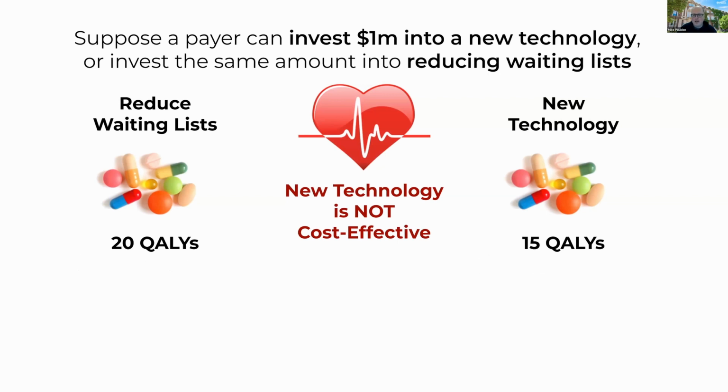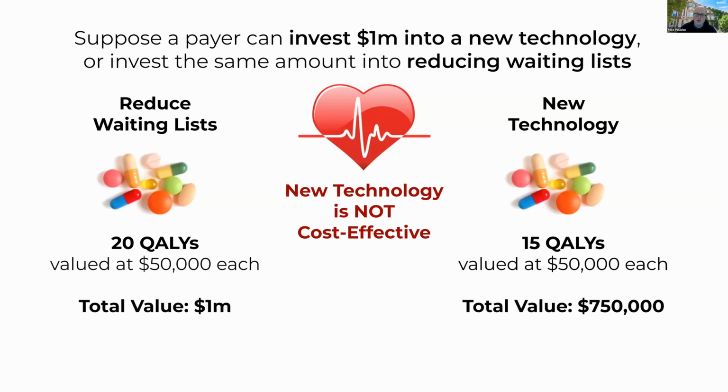Now imagine that CADTH wants to adopt a societal perspective. And to do that, they need to move to a net benefit framework where we're going to value each QALY at $50,000 and report the total value of those QALYs. So it's an important step before we start adding additional things into the economic evaluation, because we need to assign a value to each thing.